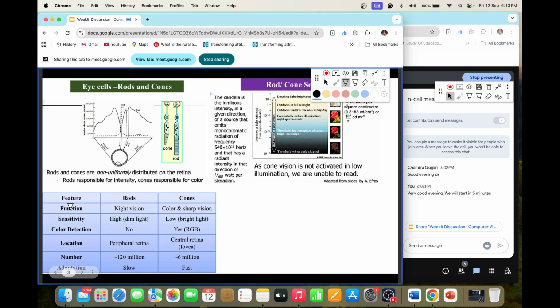If I show you this, we have these two cells, rods and cones. Rod cells, as I have told, are important for intensity. The function of the rod cell is night vision, whereas the cone cell is responsible for color. The cone cell gives color and sharp vision. About sensitivity, the rod cell helps us to see in dim light, whereas the cone cell helps us to see in bright light.